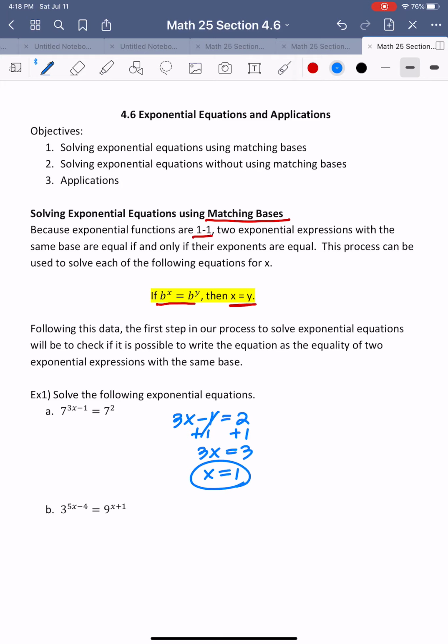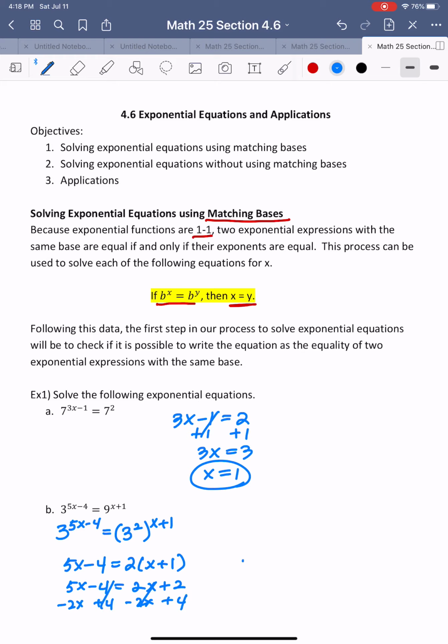So that's the solution. These two sides do not have an equal base, but I can change the 9 to 3 squared. So 9 to the x plus 1 is 3 squared to the x plus 1, and then we can say 5x minus 4. On the other side, 2 to the x plus 1, we can use the product rule, which means the same as 2 times x plus 1. And then 5x minus 4, distribute the 2, and solve for x: subtract 2 from both sides, add 4 to both sides, and then 3x equal to 6, divided by 3, x equal to 2.